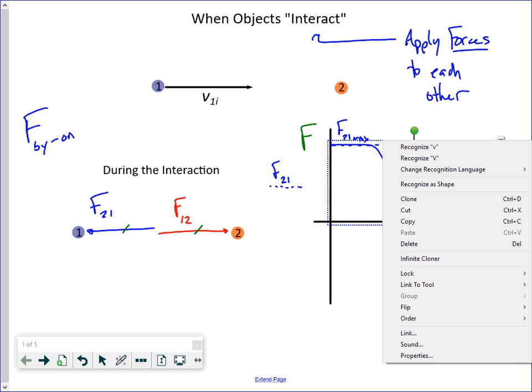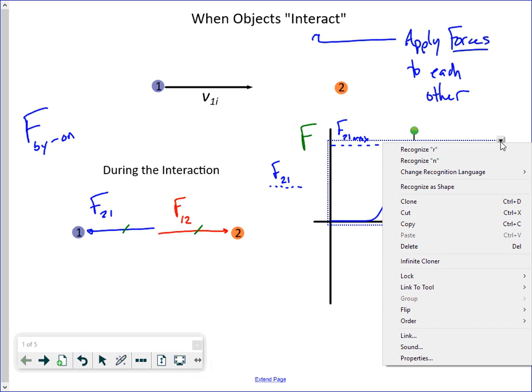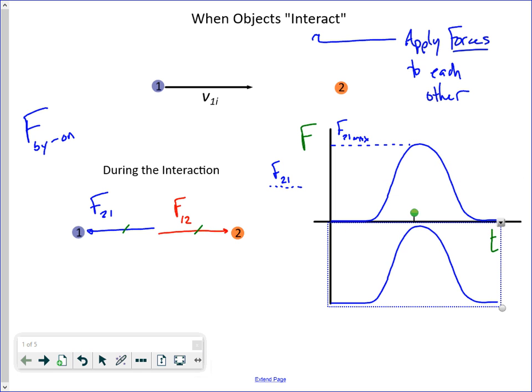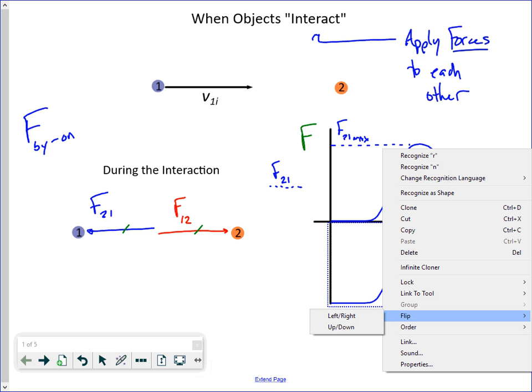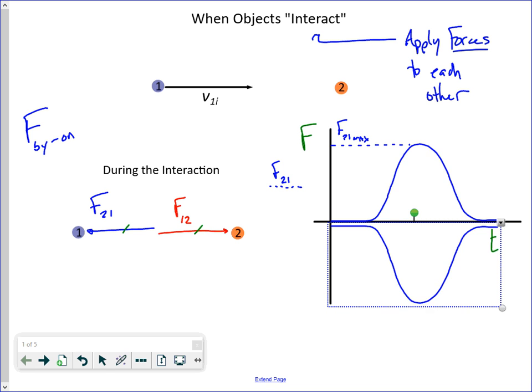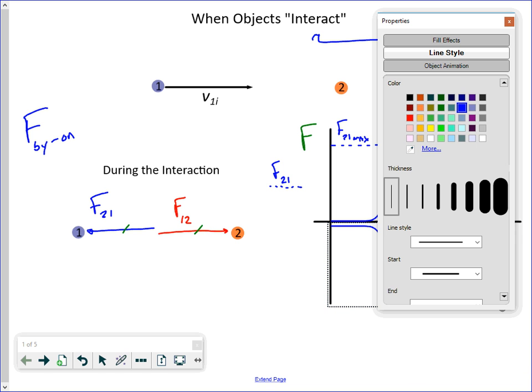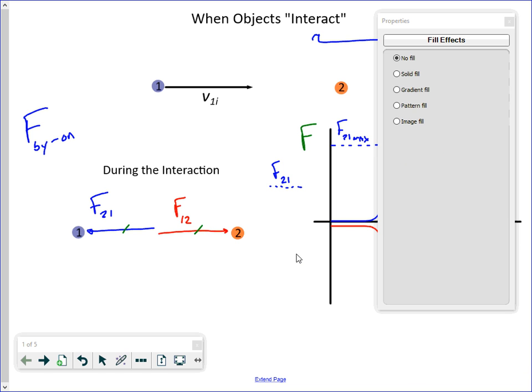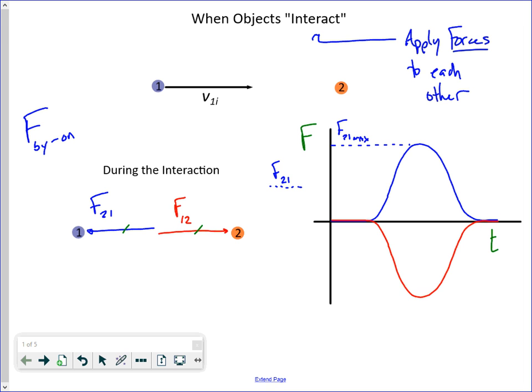hang on, undo. All right, here's what we want to do. We want to clone. Give me this, and then flip it vertical, up, down. And then I want it to turn red. Good. So look, there's the force by 1 on 2. It's the same exact size force at any and every instant, and it's in the opposite direction.